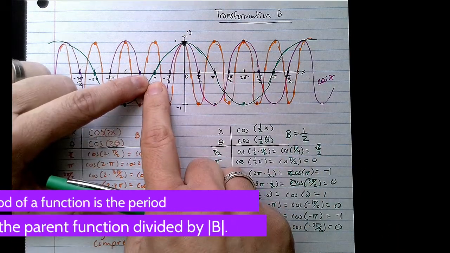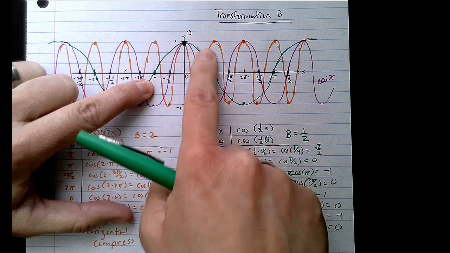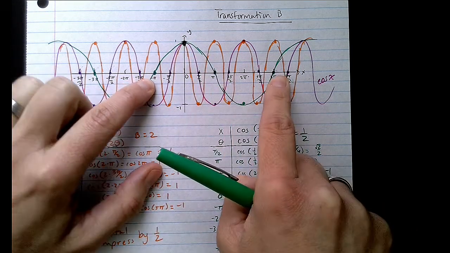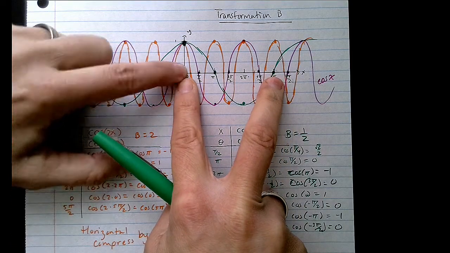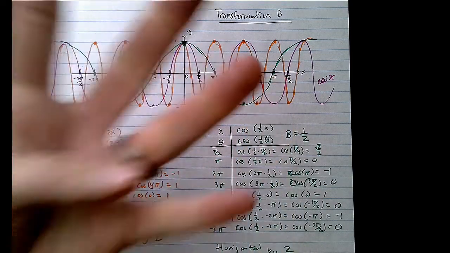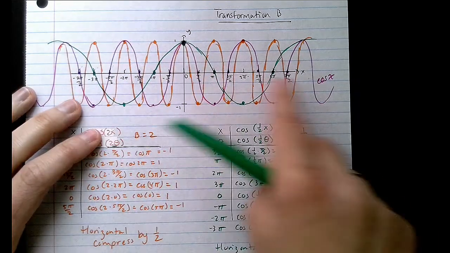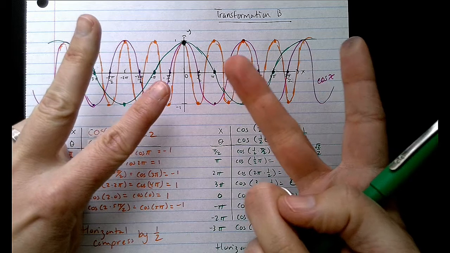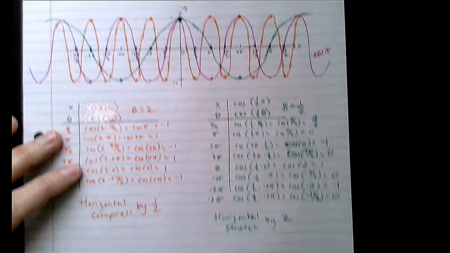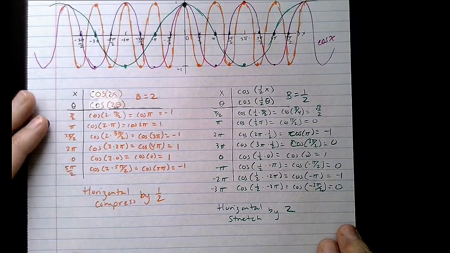Well, if I start here at -pi, I go above, down, and back. Now I hit 3 pi. So what's that total distance? Don't worry about the negative. This is 3 pi's, that's 1 pi. Together that makes 4 pi's. So if the parent graph has a period of 2 pi, 2 times 2 is 4 pi. So that's why it's horizontally stretched by 2.